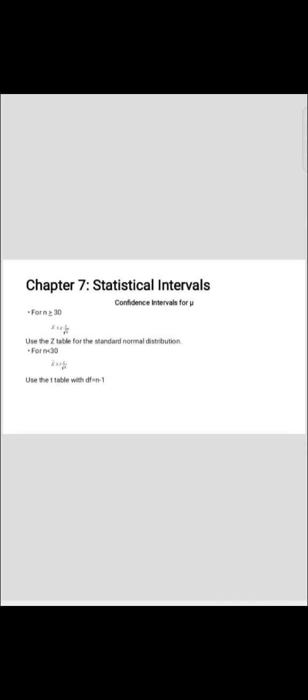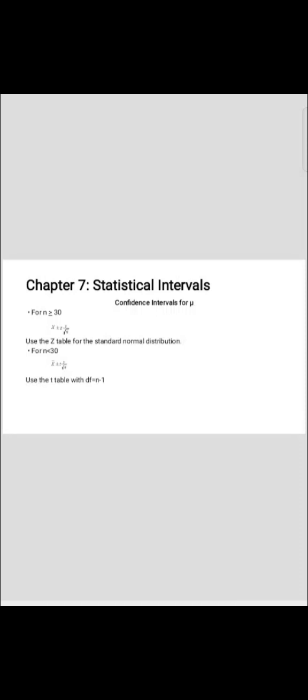I will report the given chapter 7 to 10. Chapter 7. Statistical intervals. Confidence intervals for n greater than 30. Ito po yung formula na gagamitin natin para sa sample size.